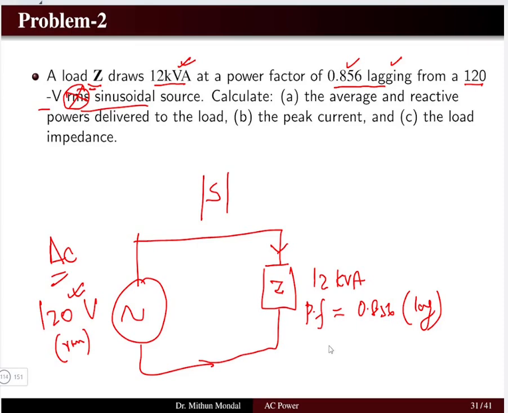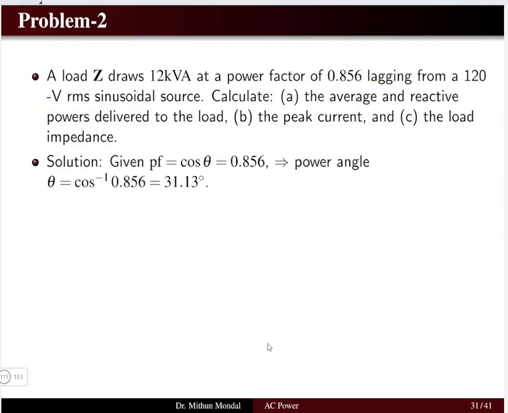So what you have to determine: the average power, the reactive power, the peak current, and the load impedance. Now the power factor, we know, is the cosine of the phase angle between the voltage and the current. Here the power factor is given as 0.856. So we can calculate the power angle theta as the cosine inverse of the power factor, which is equal to 31.13 degrees.